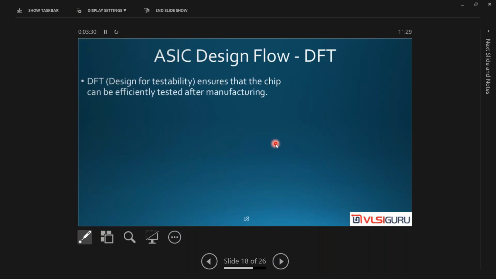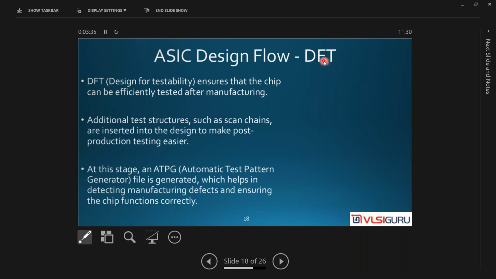Now I will continue with this diagram because diagrams are present here. So ASIC design flow, next is DFT. Now your netlist is created, correct? It is again, so here there is one thing called scan chains that is added. Some testing if we want to do, right?